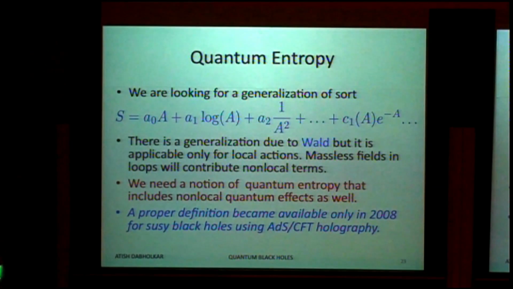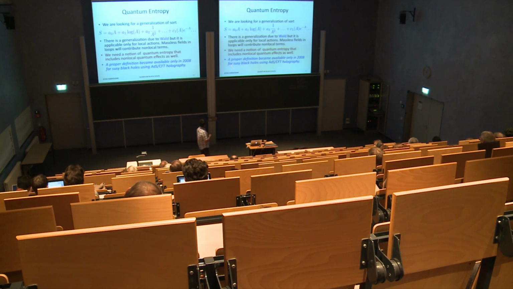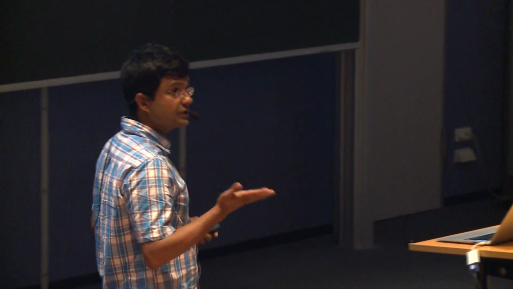And in general, massless fields lead to non-local terms. So we need some generalization of the Bekenstein-Hawking-Wald formula that is truly quantum. And a proper definition became possible in 2008 for supersymmetric black holes, again using what is known as holography. So I will now very quickly explain to you what is holography.